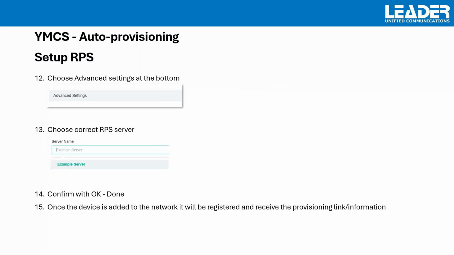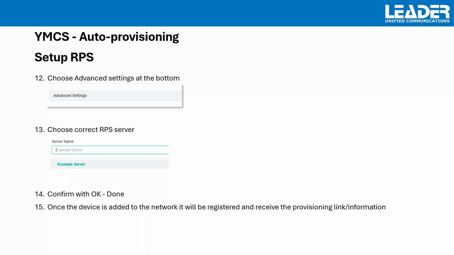You then choose advanced settings at the bottom, and then you choose the relevant RPS server. If it's your first setup, then you have the server already there. You confirm with OK, and then you are generally finished. Once the device is added to the network, it will be registered and receive the provisioning link information.